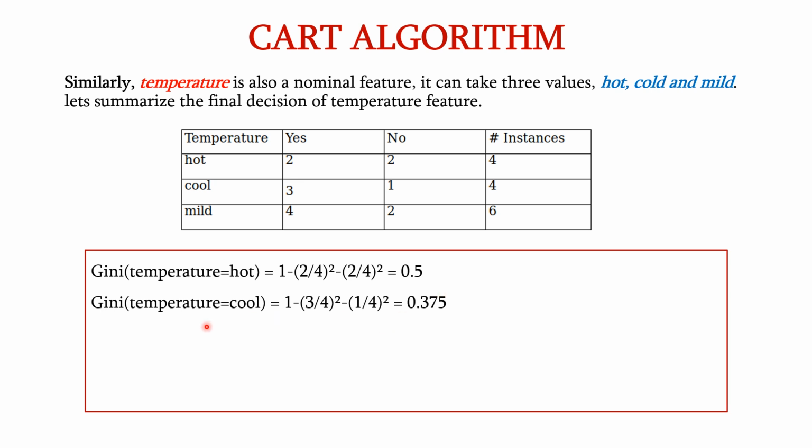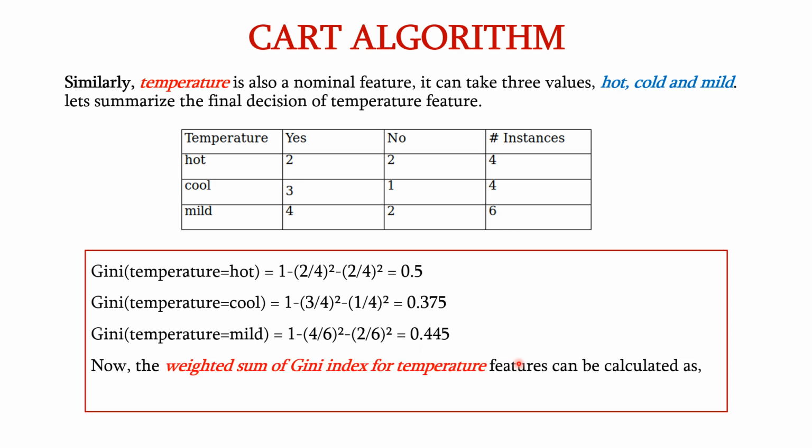So next, for cool, it is 1 minus (3 divided by 4) whole square minus (1 divided by 4) whole square, which is 0.375. For mild, it is 1 minus (4 divided by 6) whole square minus (2 divided by 6) whole square, which is 0.445.